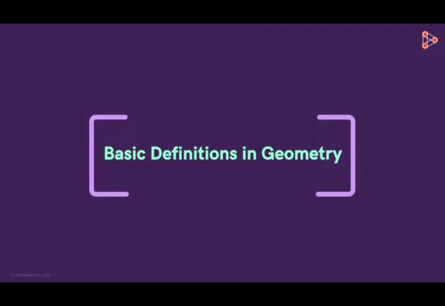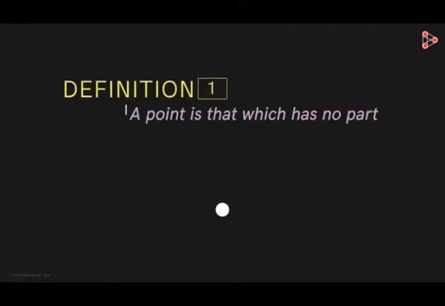Basic definitions in geometry. The first definition is that of a point. Euclid defined a point like this: a point is that which has no part. In simple words, a point is the smallest and the most fundamental aspect of geometry. It has no size, length, or depth. It's shown by a dot.